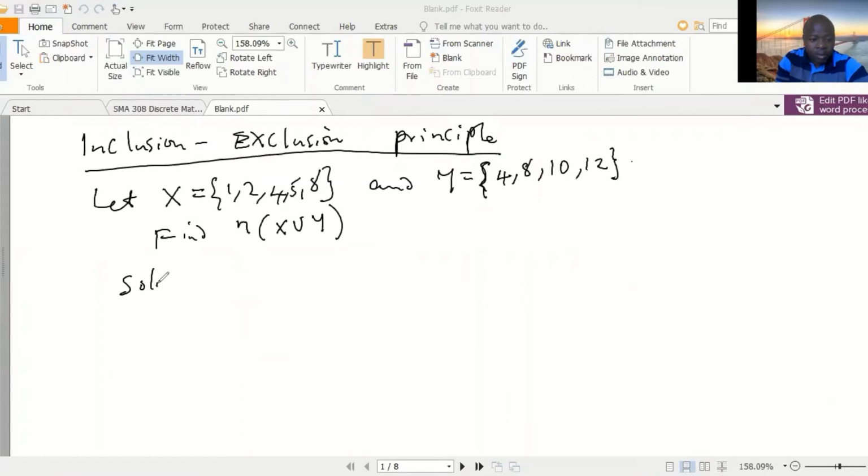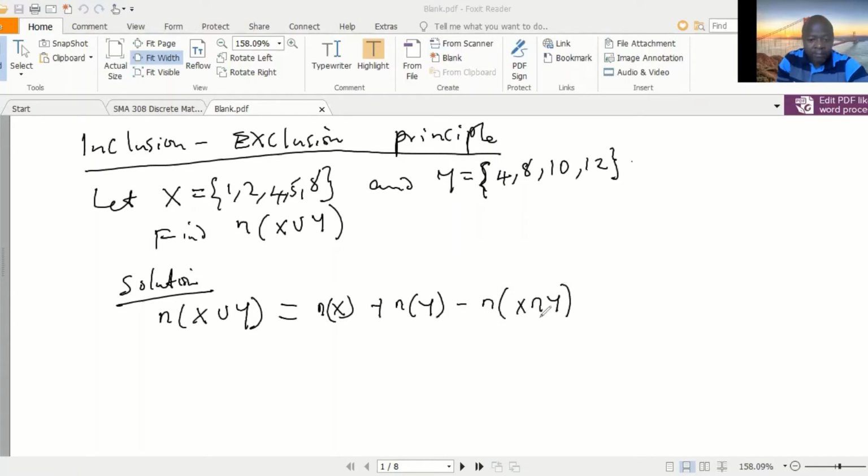So let's look at the solution to this question. Find the number of elements in the union of X and Y. I want to use the inclusion-exclusion principle, which says that the number of elements in the union is the number of elements in X plus the number of elements in Y minus the number of elements in the intersection of X and Y. The number of elements in X is 5. The number of elements in Y is 4.